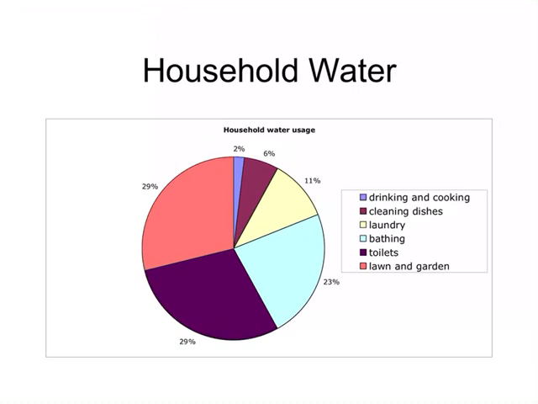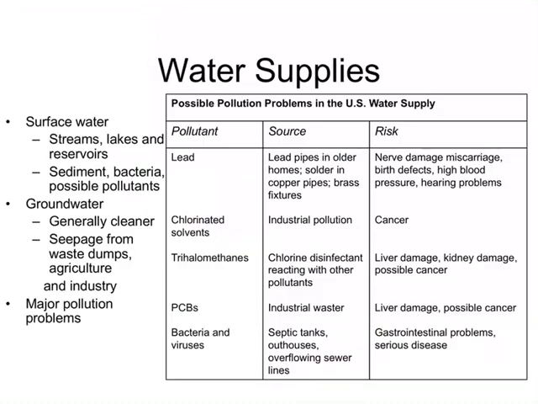Here's some information. We use water all the time. For household use, though, drinking and cooking is really only about 2%. Cleaning dishes is about 6%. Laundry is 11%. Bathing is 23%. Toilets take up quite a bit of water, and then lawn and garden is quite a bit.